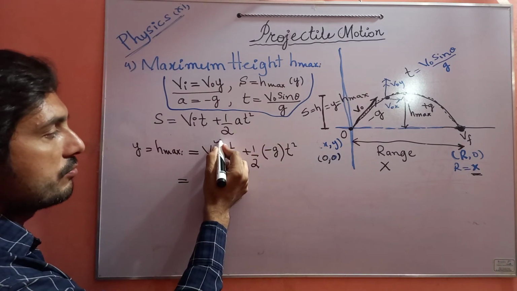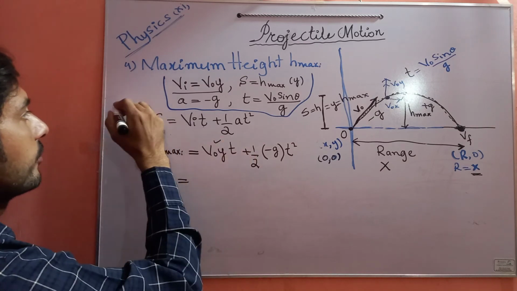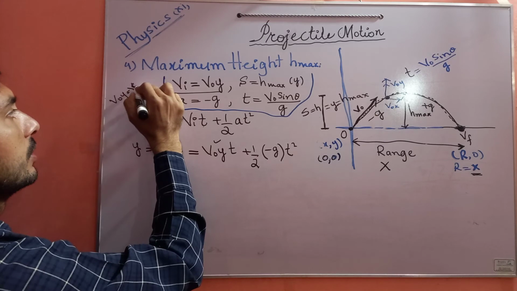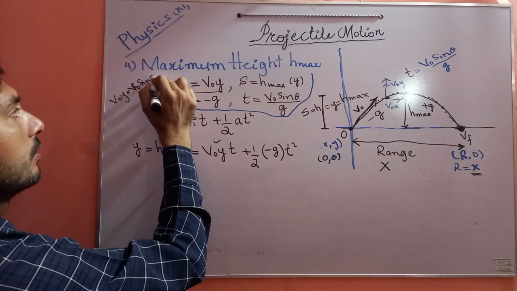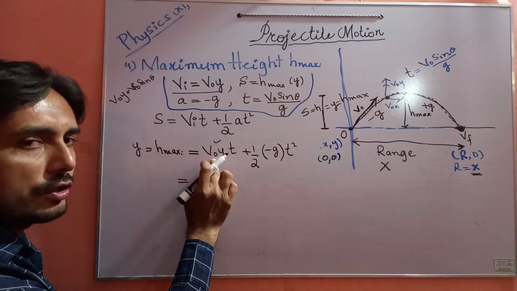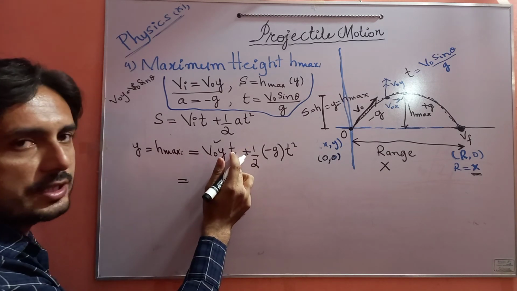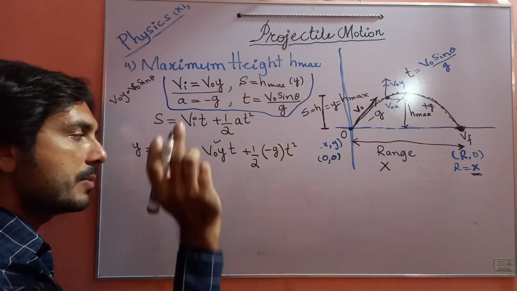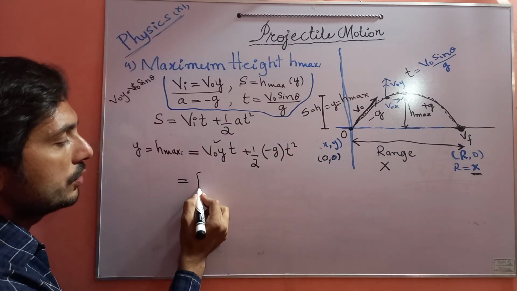This V naught Y is the Y component. Oh, sorry, I forgot to write down here. V naught Y will be equal to V naught sine theta. So we are going to put the values again, the value for the V naught Y, the value for the time to reach the maximum height, and again the value for the T to reach the maximum height. So we are going to use the brackets.